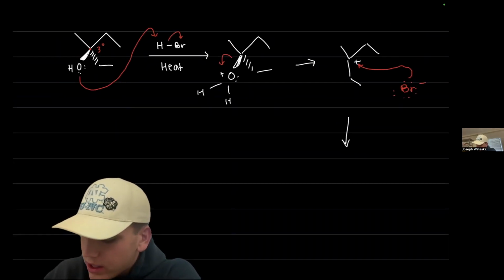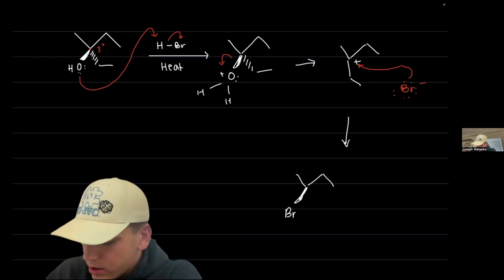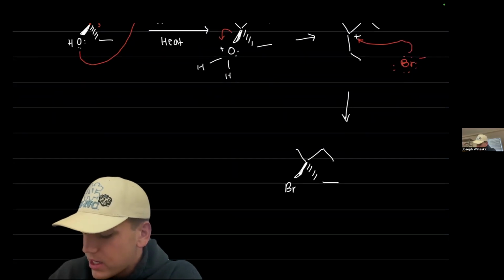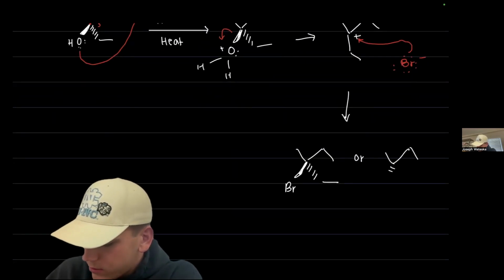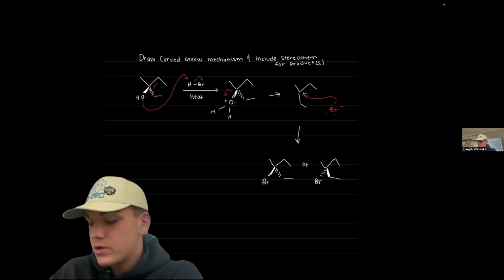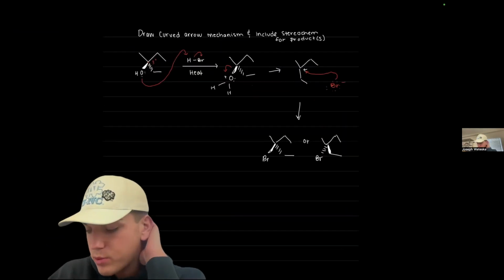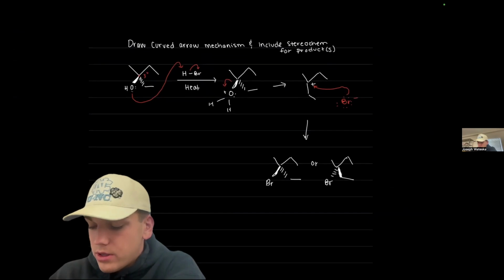The Br can attack from either side. So you can show the Br can attack from the front or the back. So it will form like that, or it can form this Br. So then you'll show both enantiomers of the products. And yeah, that is your solution with showing the stereochemistry.